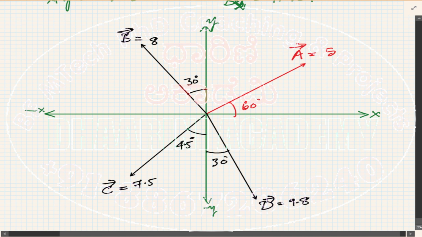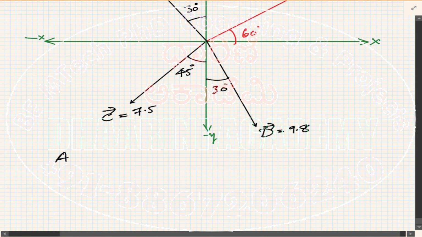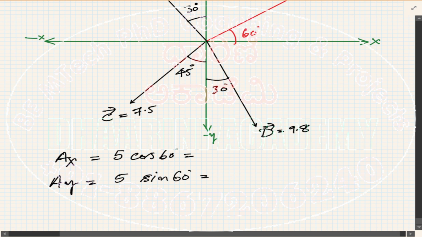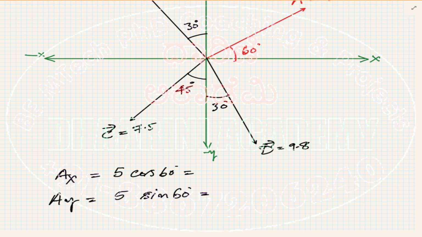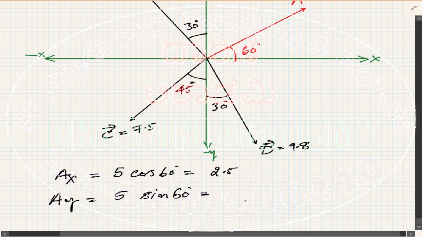So ax, ay is straightforward. Can you calculate? What is ax? ax is a cos 60, a is 5, so this is 5 into cos 60, and ay becomes equal to 5 into sin 60, because the 60 degrees is given with respect to the x-axis. So ax is 2.5 and ay is 4.3. We don't have any doubt in this, right? This is straightforward.